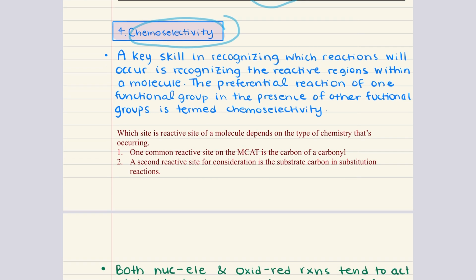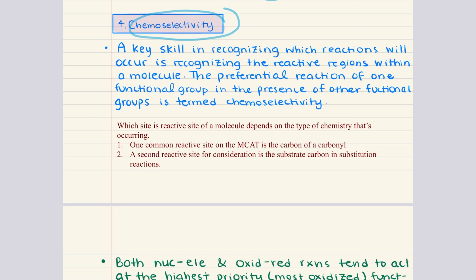The reactive site of a molecule depends on the type of chemistry that is occurring. On the MCAT, two key reactive sites to consider are the carbonyl carbon, which is highly reactive due to the partial positive charge on carbon from the electronegative oxygen. This makes the carbonyl carbon electrophilic and susceptible to attack by nucleophiles. The second site to consider is the substrate carbon in substitution reactions, which is another very important reactive site.